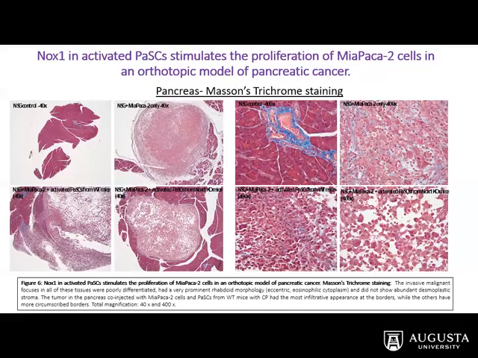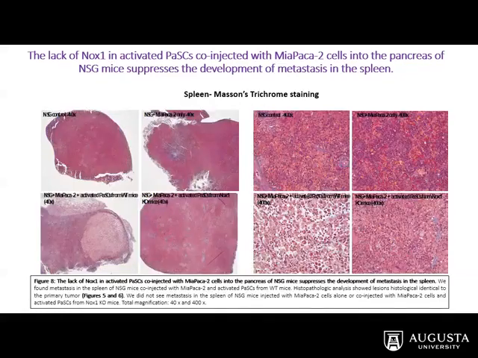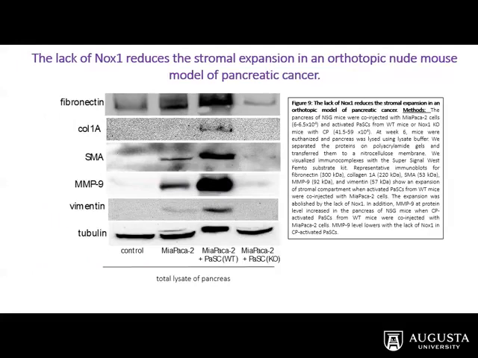In the spleen, H&E staining shows that we can observe metastasis only in the NSG mice co-injected with MIA PaCa cells and activated pancreatic stellate cells from the wild-type mice. Using the Masson trichrome staining, a low abundance of stroma is observed. Using Western blot, we found increased levels of fibronectin, collagen 1, alpha-smooth muscle actin, MMP9, and vimentin in the pancreas of NSG mice co-injected with MIA PaCa and activated pancreatic stellate cells from the wild-type mice, and the lack of NOX1 impaired this effect.